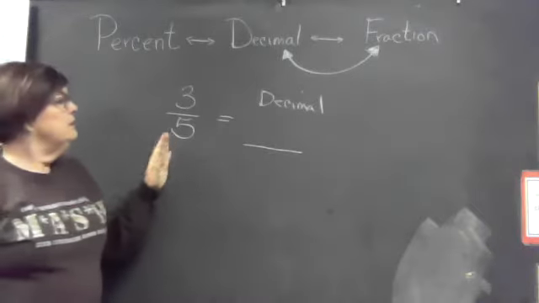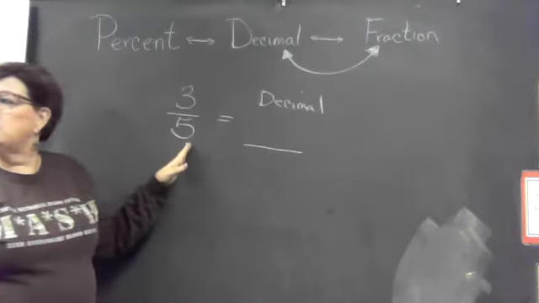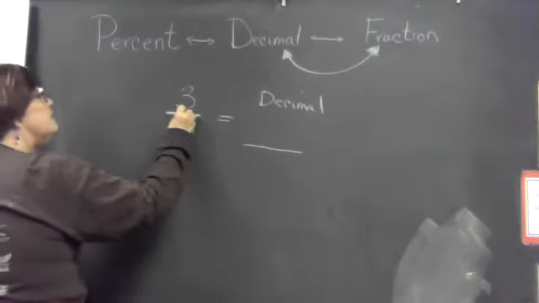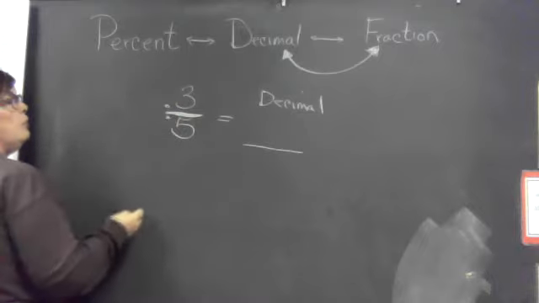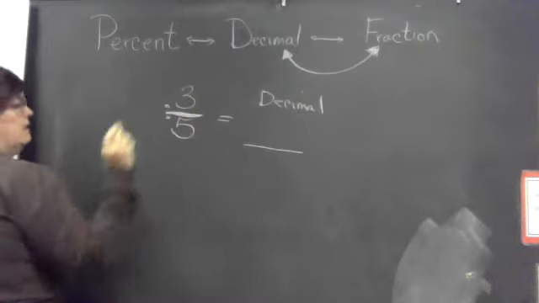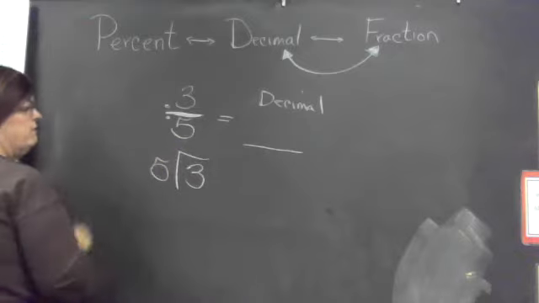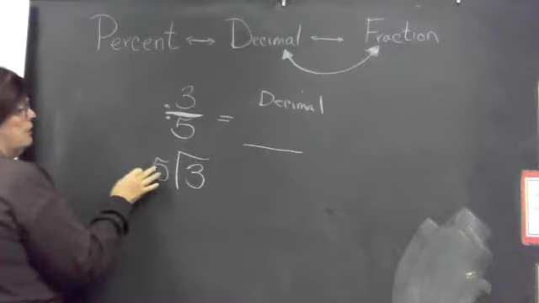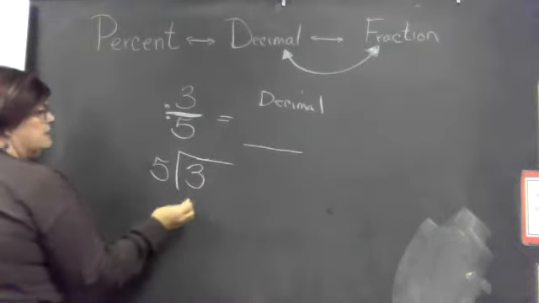Now, actually, this looks scary to some students, but it's going to be very easy if you will remember in a fraction, what does this mean? It means to divide. So what we're going to do is take 3 and divide it by 5. 3 divided by 5, okay? Now, if you need some practice on long division, then just let me know. We'll get you some papers for that.